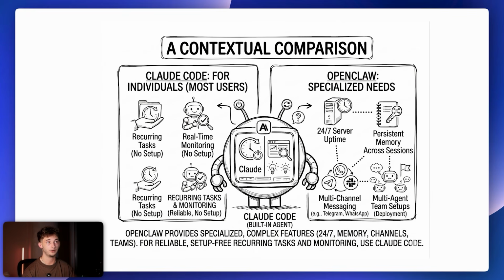Now, I do want to mention that OpenClaw still has a place. Like, if you need 24/7 uptime on a server and you need persistent memory across sessions and multi-channel messaging through Telegram or WhatsApp, or even multi-agent team setups, OpenClaw does things that Claude just simply does not. But for the majority of people who just want recurring tasks and real-time monitoring that work reliably without a bunch of setup, like, this is it.